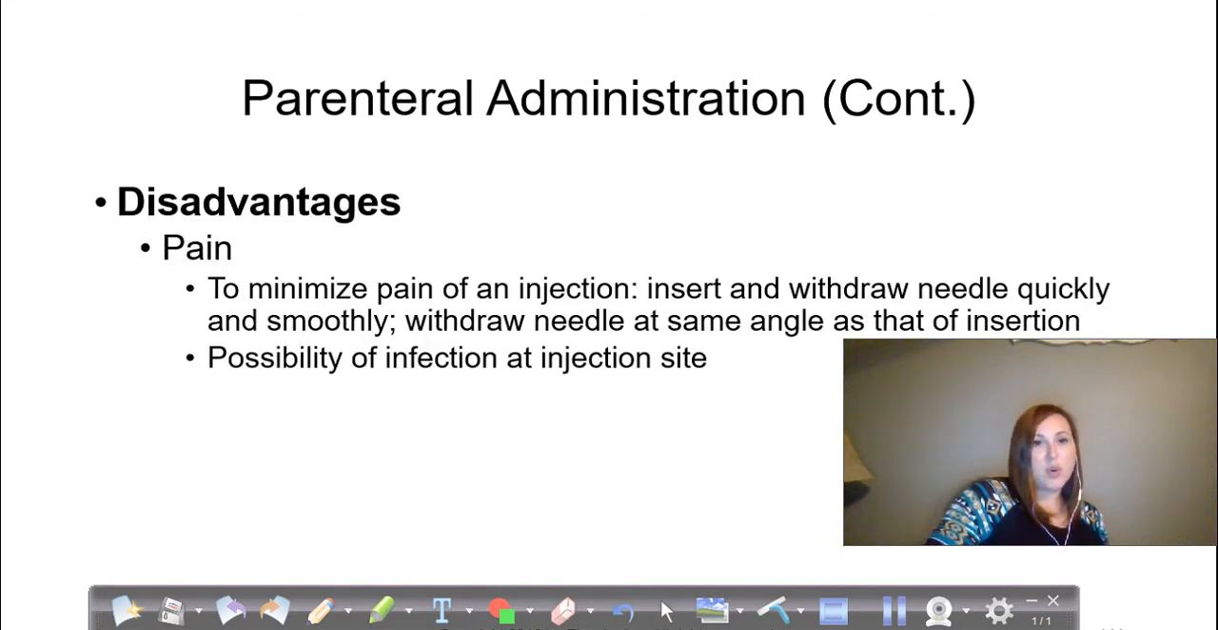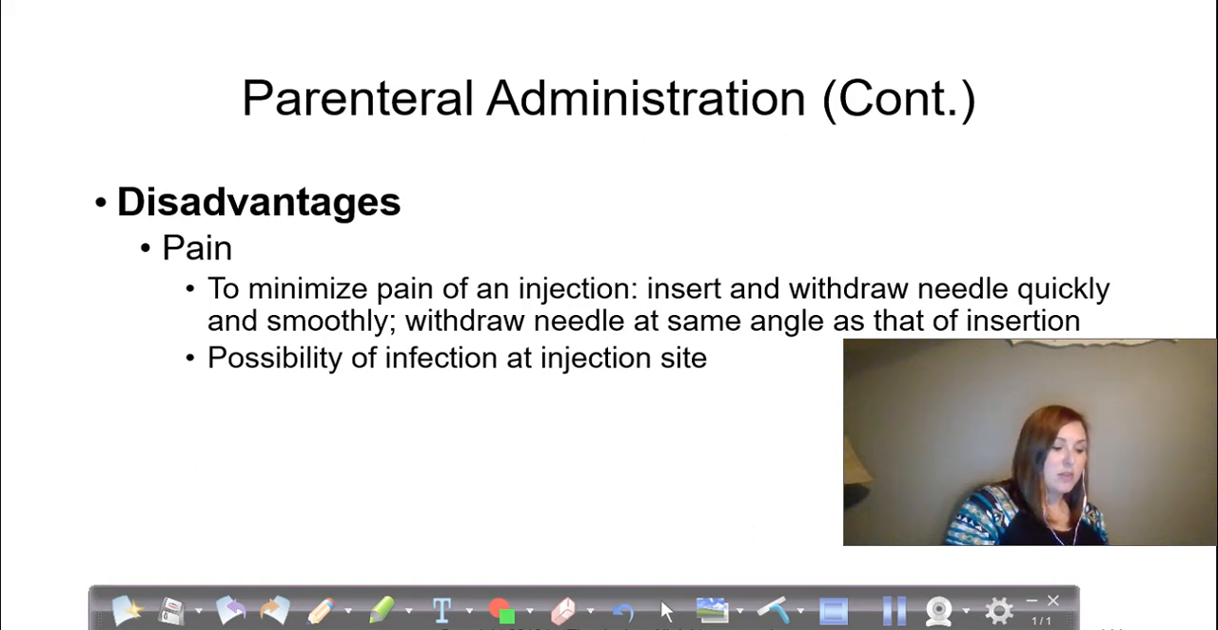Some disadvantages of parenteral administration is that it's painful. A lot of people don't like to get shots or injections. So to minimize that pain, you want to make sure you insert and withdraw that needle quickly and smoothly, and withdraw the needle at the same angle that you inserted it.